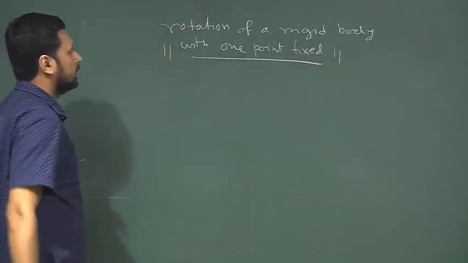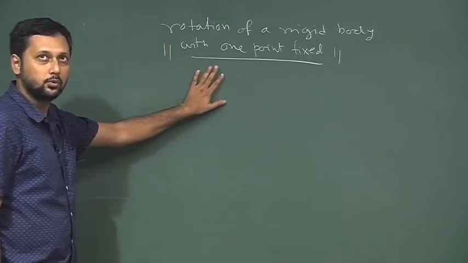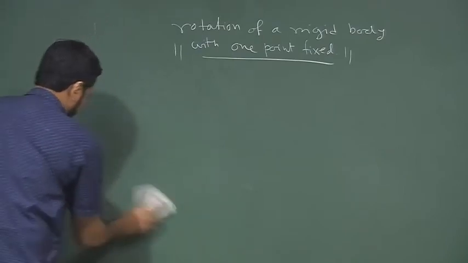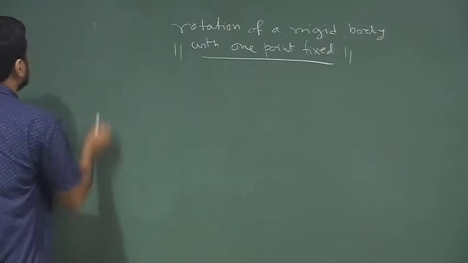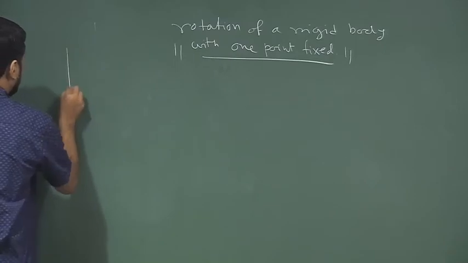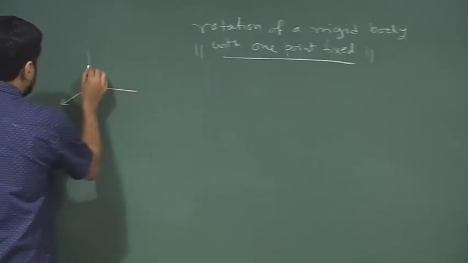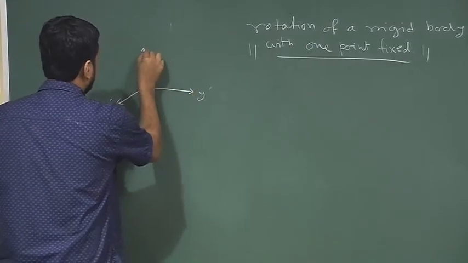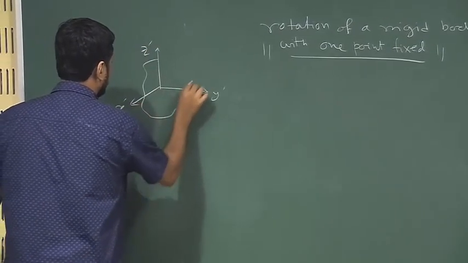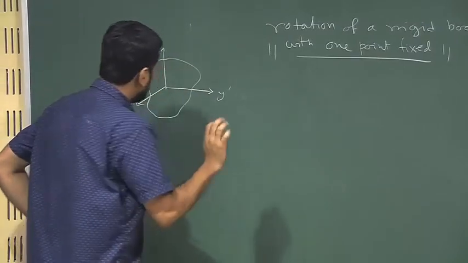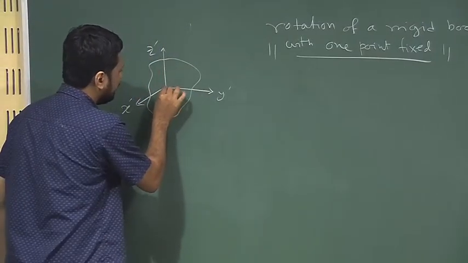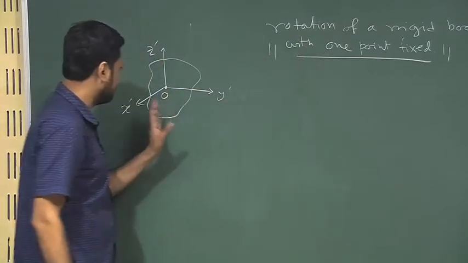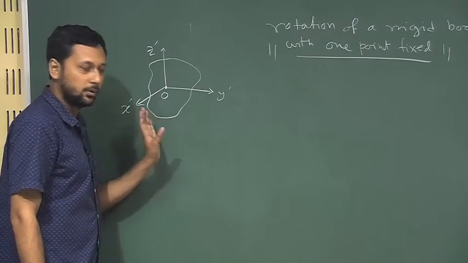So, this is the brief description of what we are going to do now. Let us assume that we have one set of axes which is x prime, y prime and z prime, and we have some kind of a rigid body, and let us assume that there is one point fixed, and the fixed point is always the origin. This is something that we will be following throughout this chapter.